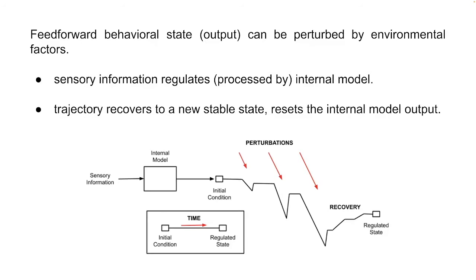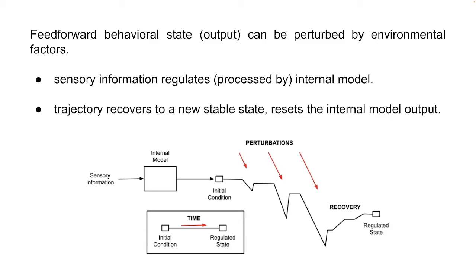So one example of an allostasis machine is by looking at feedforward behavioral states, which are the output, that can be perturbed by environmental factors. And in this case, we have sensory information serving as an input to an internal model, which can be specified in different ways. And then the output is the initial condition, which is the first step that forms this continuous trajectory. Perturbations are the red arrows and act upon this trajectory and force it either to become unstable or to go to a new state.